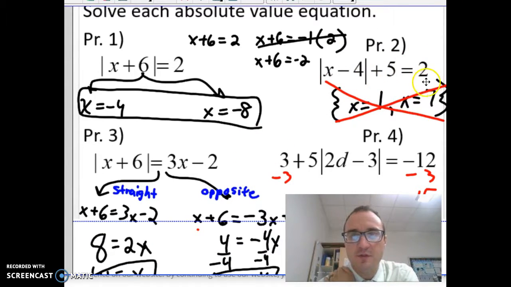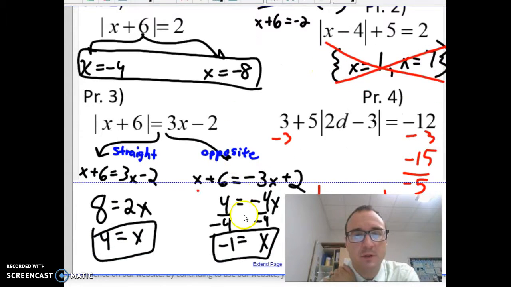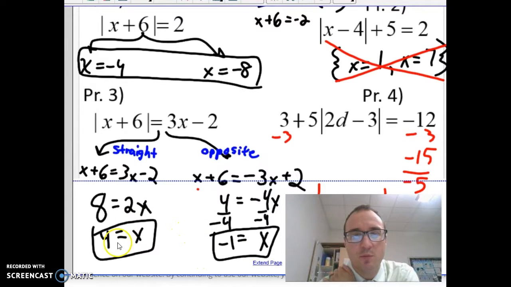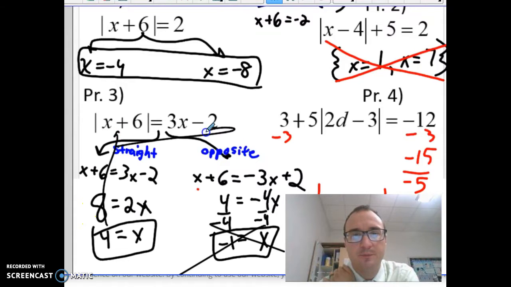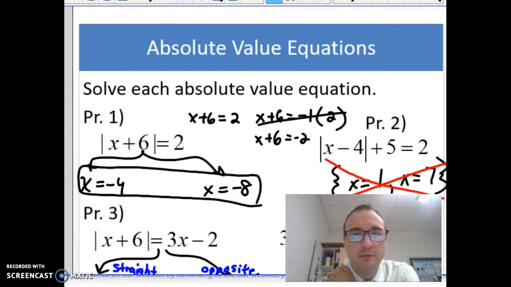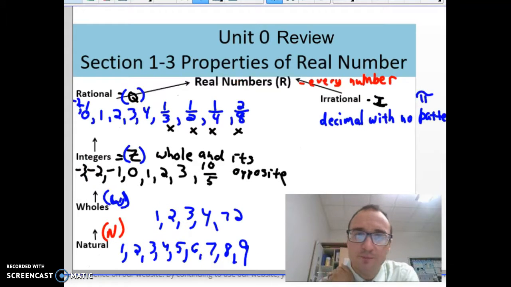When you minus 5, you get a negative 3, and you can't have the absolute value equal to a negative 3. And this one, when you check, only one of them works. This one does not. When you check 4 back in, here and here. So those are your options: 2 answers, 1 answer.